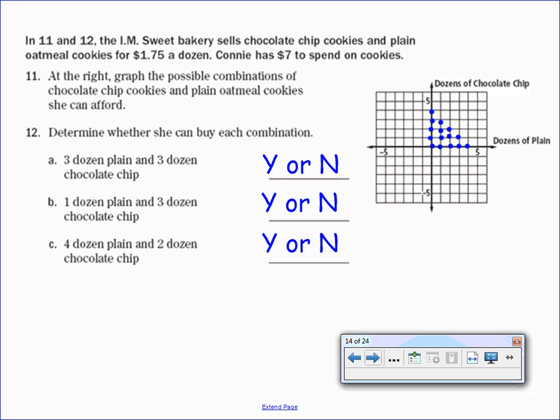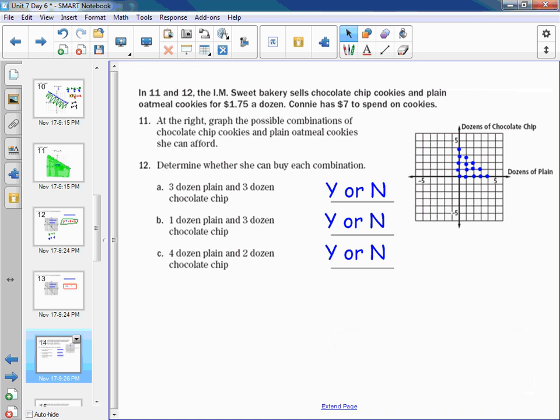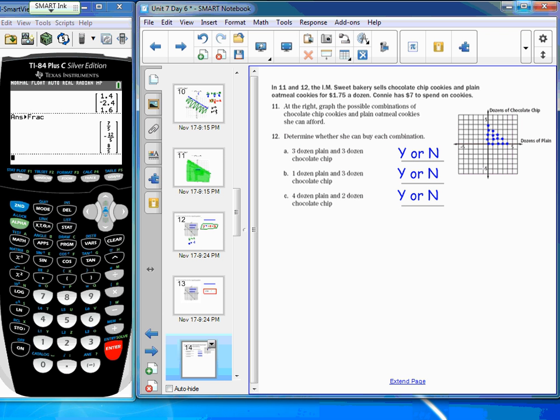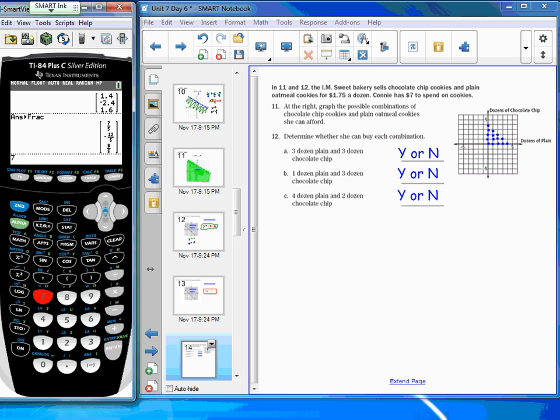At the right, we could graph possible combinations of chocolate chip cookies and plain oatmeal cookies she can afford. If each dozen cookies costs $1.75, let's see how many dozens she can buy. So how could we determine how many we can buy? She's got $7 to spend, and I want to see how many times $1.75 goes into that.